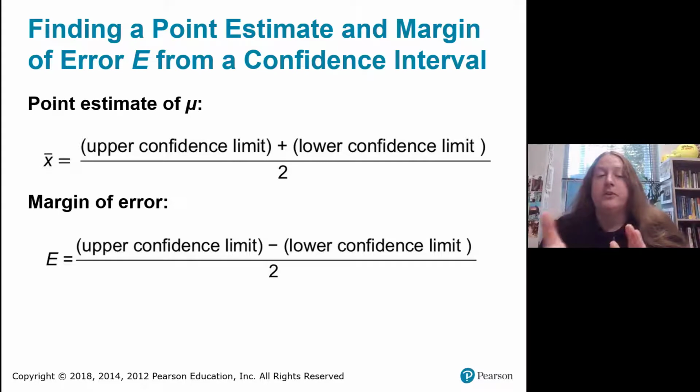We're taking the mean of those two values, and in doing so, we'll be finding a point estimate for our sample mean. And if we need to find our margin of error, we take the distance between our upper confidence limit and our lower confidence limit by subtracting them, and we divide it by 2 to find what half that distance is. And that'll be our margin of error.